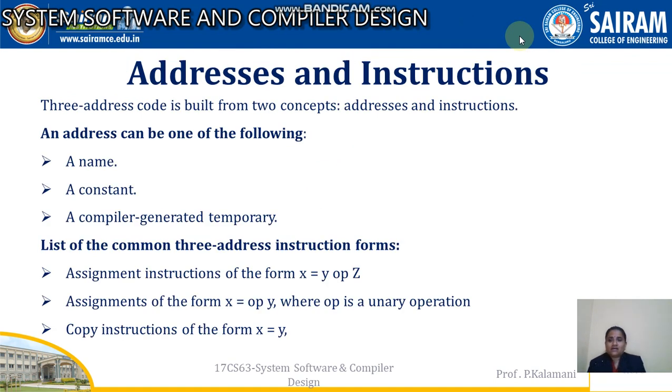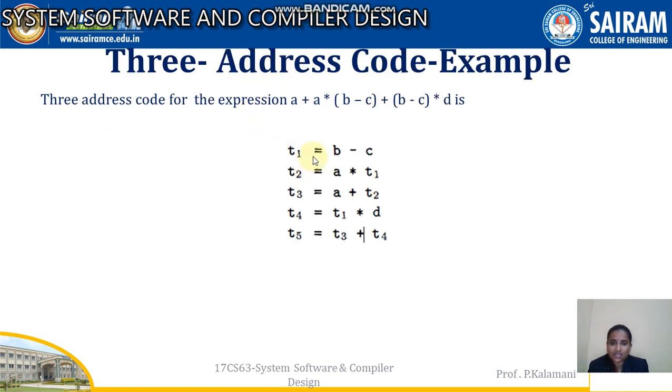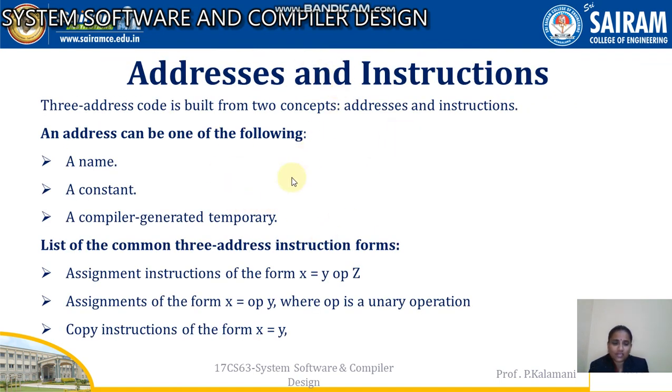Next we will see how the 3 address code is built. Normally the 3 address code is built from 2 concepts: one is addresses, and another is instructions. An address can be any one of the following. Here T1, T2, T3, T4 are temporary names generated by the compiler, and B, C are variables, and in some places we are going to use constants, values. So an address may be a name, a constant, or a compiler generated temporary variable.